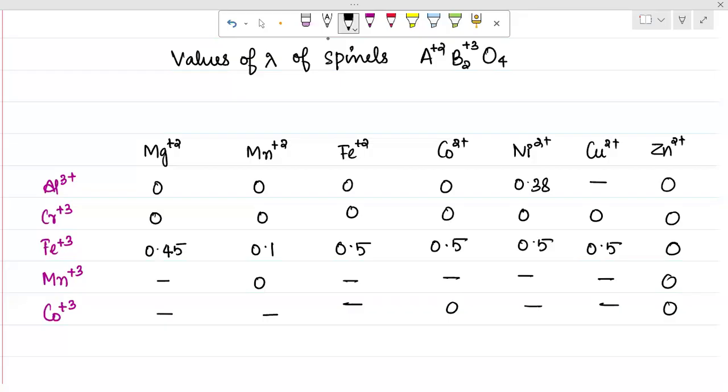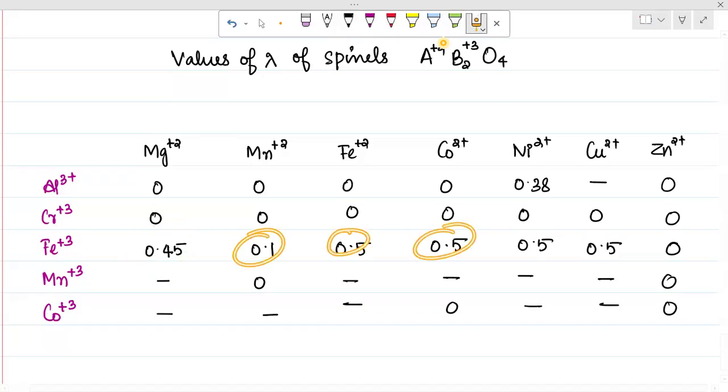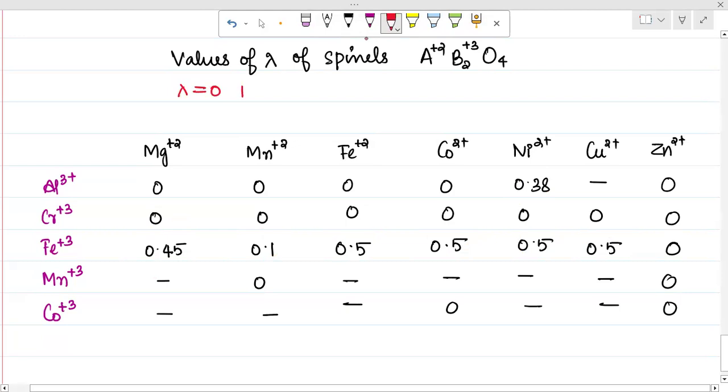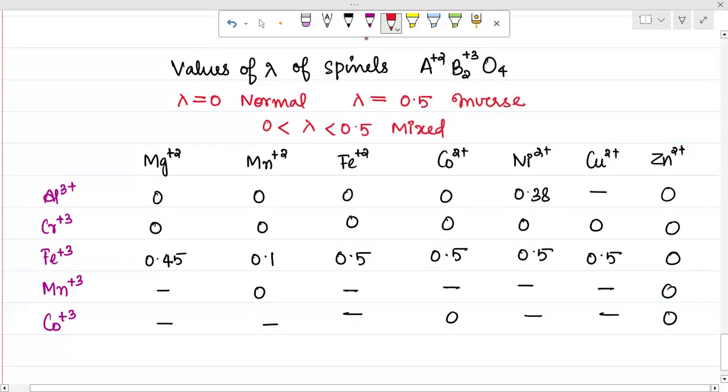Please pause the video, check the values. Let me check the values as well. So if lambda is equal to 0, then your spinel is normal. If lambda is equal to 0.5, then your spinel is inverse. If your lambda is greater than 0 and less than 0.5, then it is mixed spinel. This is the summary of the table.